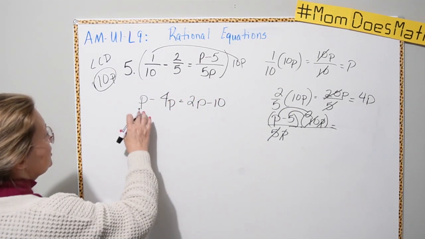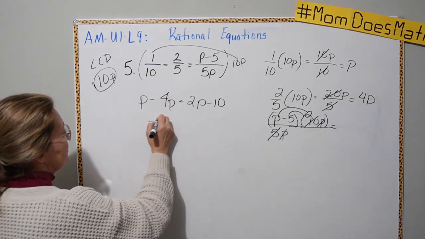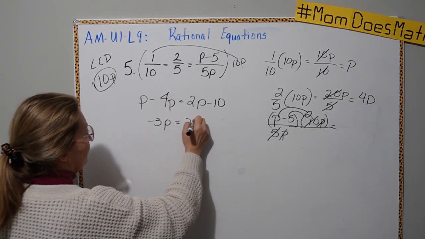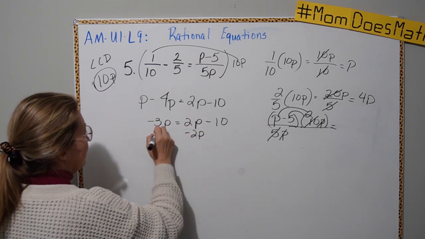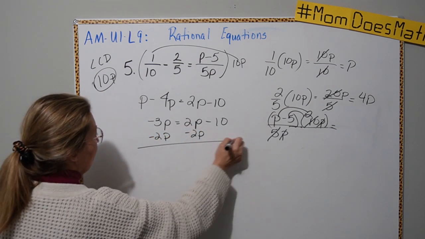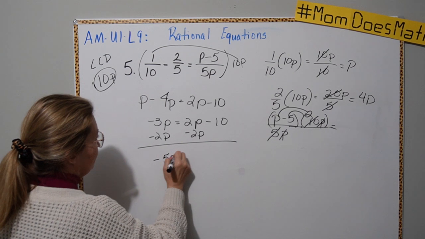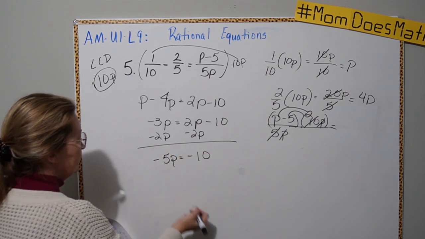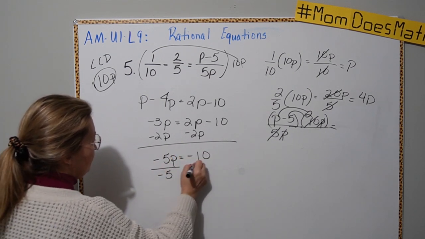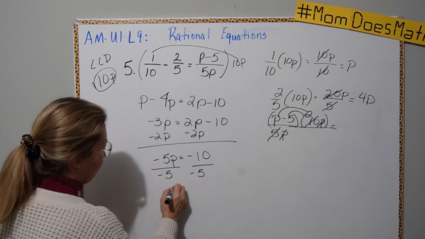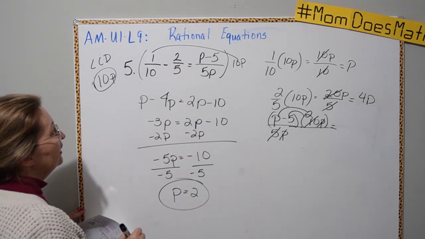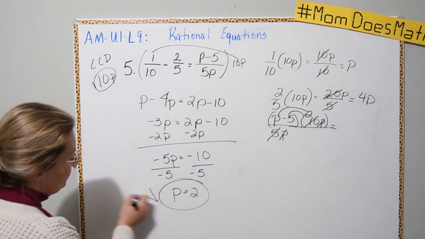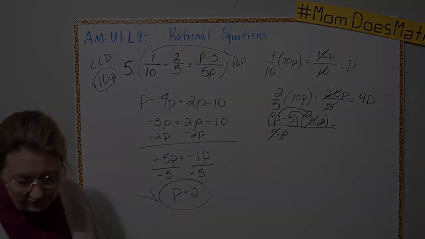So now let's just solve. p minus 4p is negative 3p. Then I'll subtract 2p from each side. So now I have negative 5p is equal to negative 10. Divide both sides by negative 5, and p is equal to 2. You can plug it in, gets the right answer, so that checks.